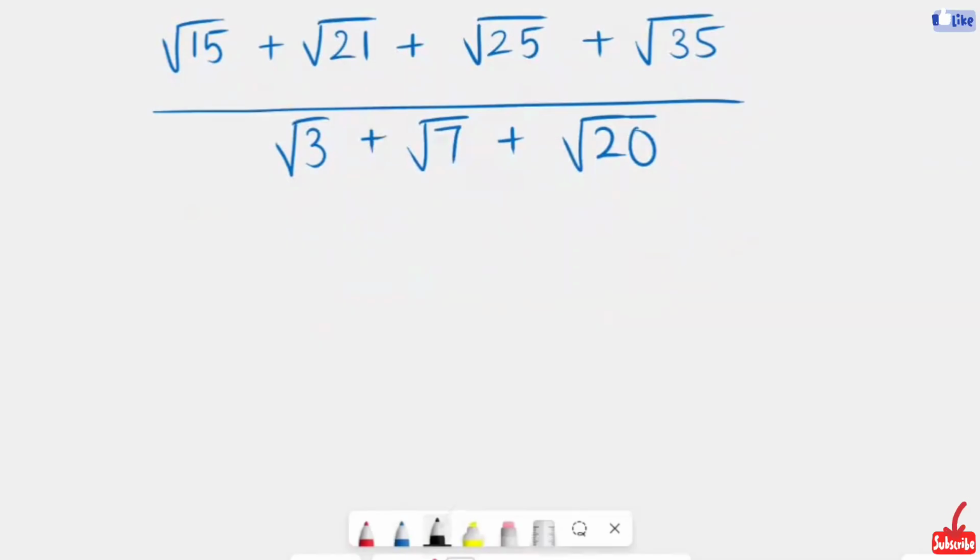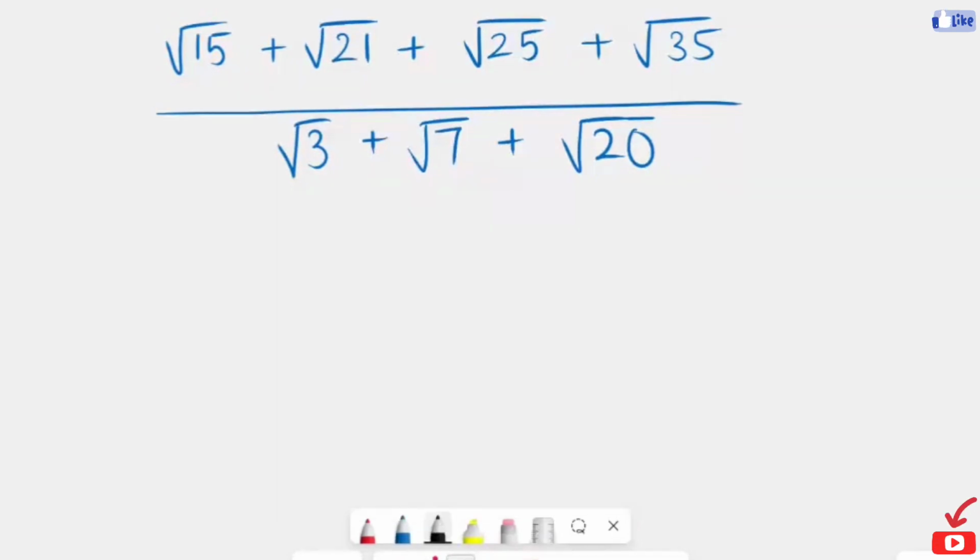Hi, here we have a nice algebraic question: root 15 plus root 21 plus root 25 plus root 35 over root 3 plus root 7 plus root 20. Let's start our solution. In the first step, I am going to split each root number.